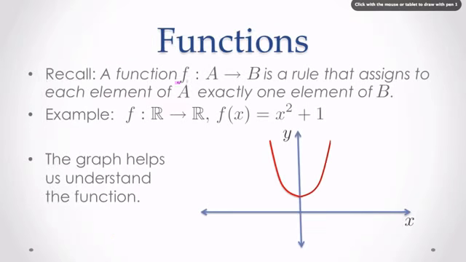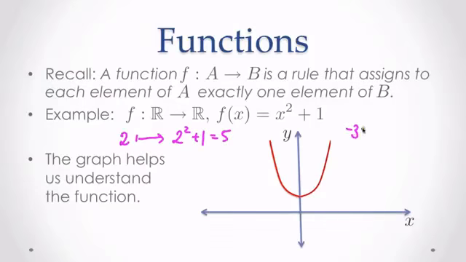A function in general is just a rule. A function f from A to B is a rule that assigns to each element of A exactly one element of B. So for example, the function f from R to R given by f of x equals x squared plus 1 is a rule that takes a real number, for example 2, and assigns to it the value 2 squared plus 1, which is 5. Or it takes the number minus 3 and assigns to it the value minus 3 squared plus 1, which equals 10.